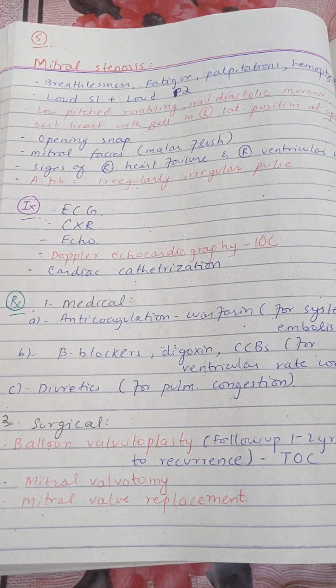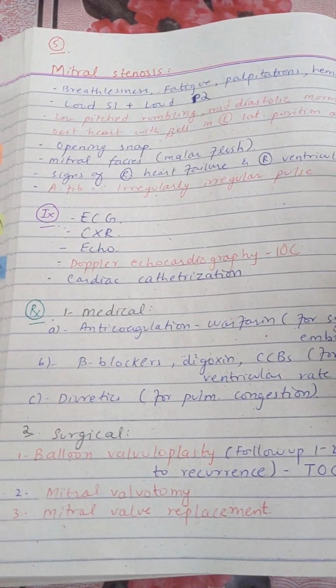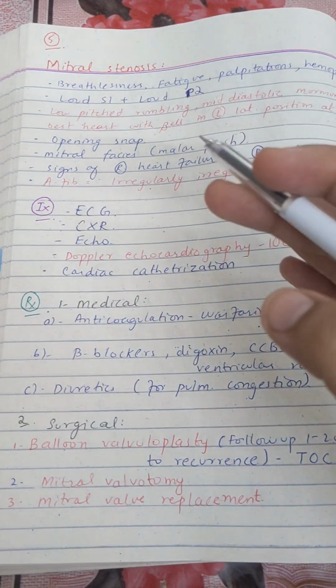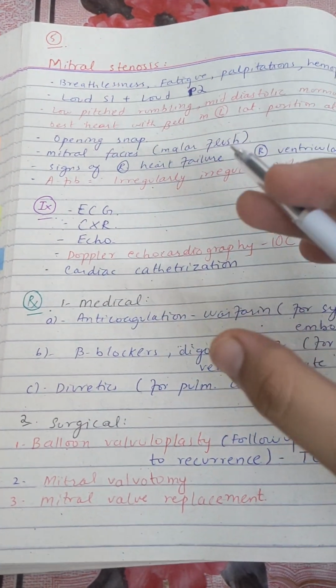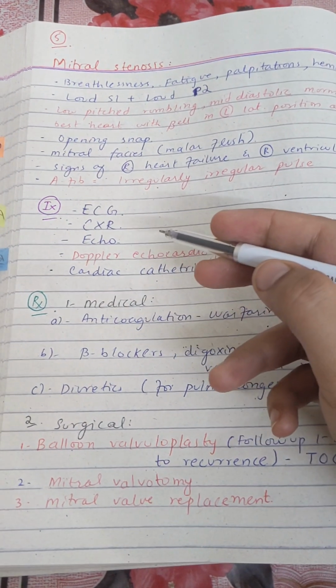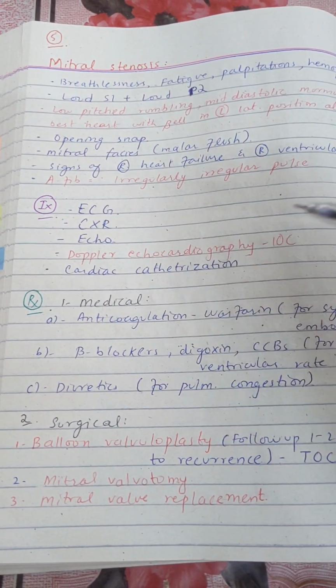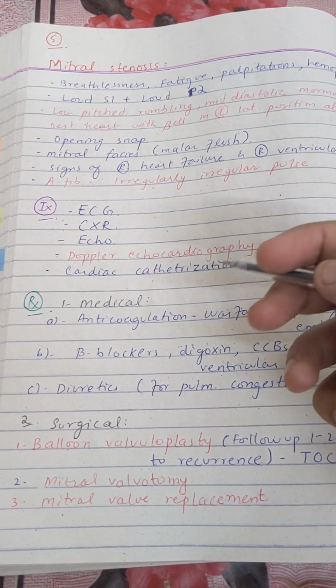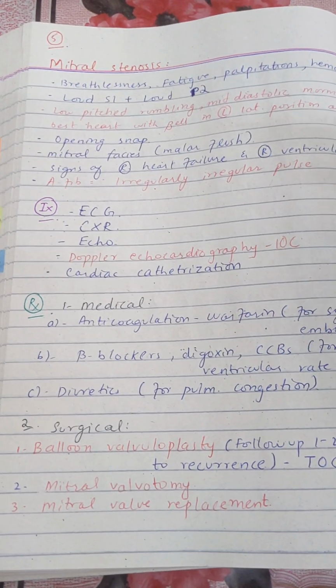So what are the important investigations in a child with mitral stenosis? We order an ECG, a chest x-ray, echocardiography, but in addition to this we also order another investigation called Doppler echocardiography. So one is a simple echocardiography, another one is Doppler echocardiography, because we will see the flow of blood through a narrowed valve, and we can also do a cardiac catheterization and angiography in these children.